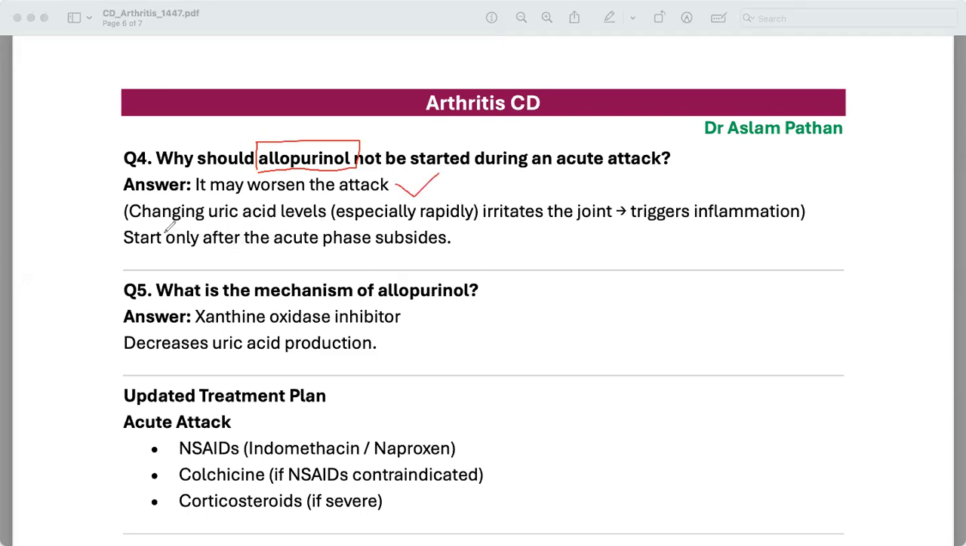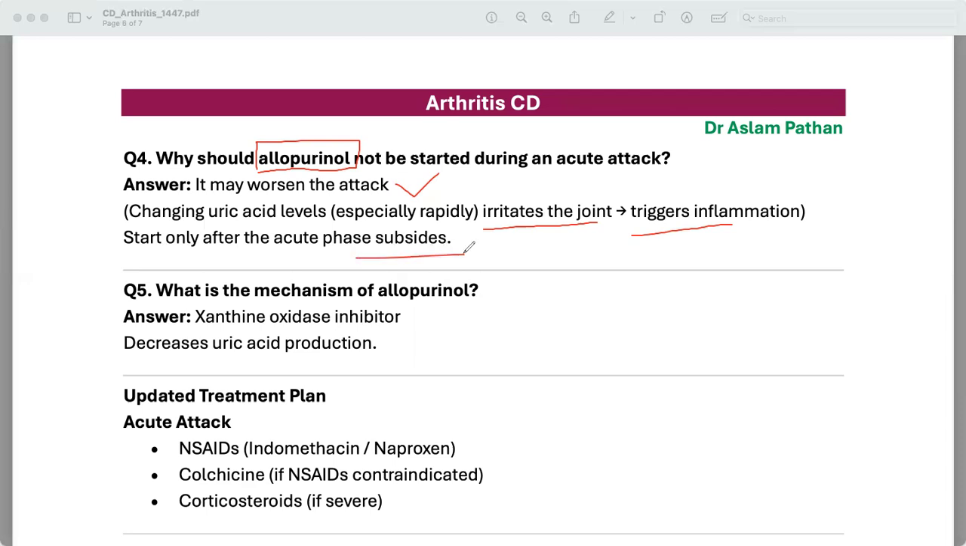Because changing uric acid levels, especially rapidly, irritates the joint, which triggers inflammation. And in the acute attack, there is already inflammation, so that's why it worsens the inflammation. Once the pain and inflammation have subsided, then we need to add allopurinol. So we need to start only after the acute phase subsides.